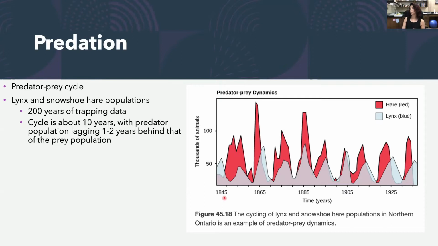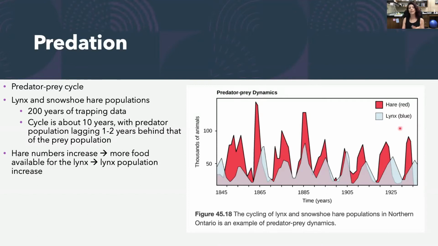So just to orient you, we have the time in years on the x-axis going from 1845 to closer to present day here. And then we have thousands of animals represented on the y-axis. The red color represents the prey item, the hare, and the blue represents the lynx. And so here we'll have the increase in the hare, followed by a decrease in the hare, and an increase in the hare, and a decrease in the hare. So just looking at the hare alone, you would see a boom and bust, but what's controlling that is the population of the lynx.